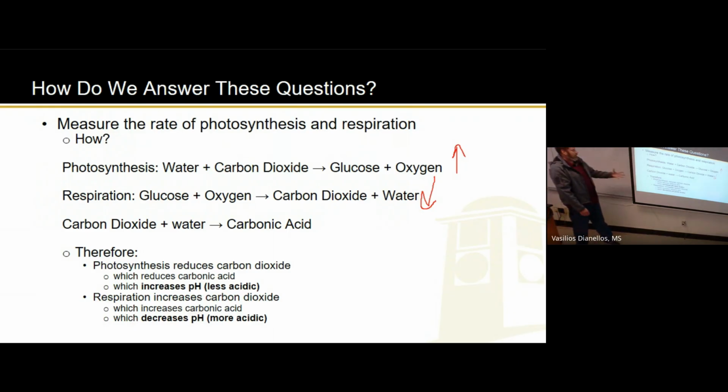So any questions about this concept? This is how we're going to measure photosynthesis: change of pH. All right.